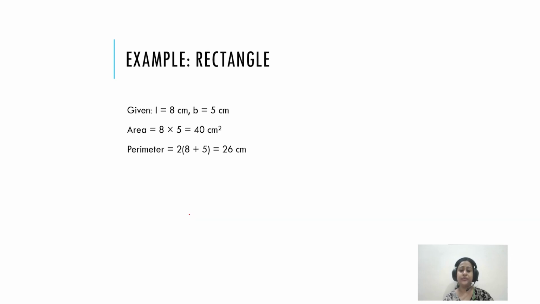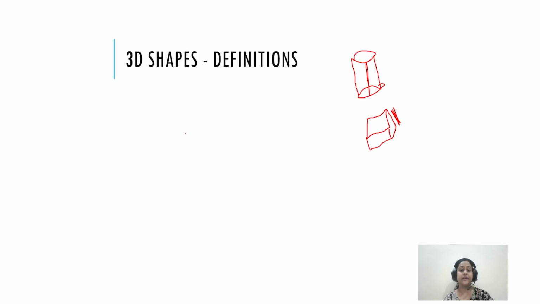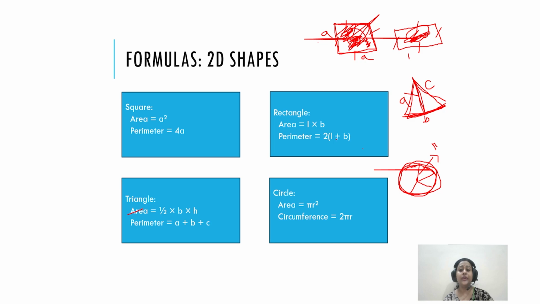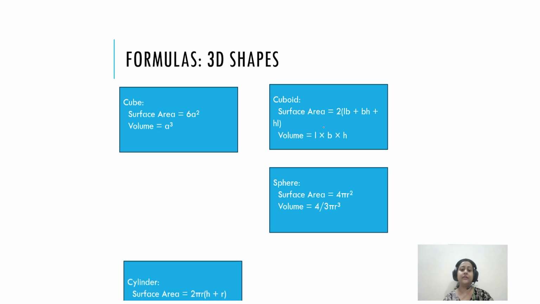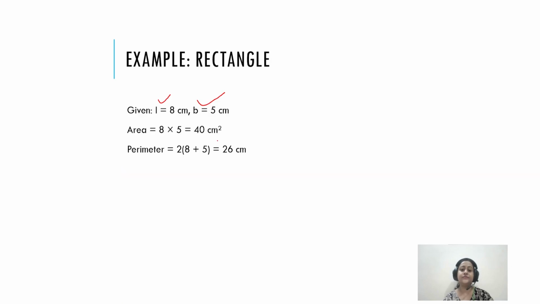Now let us see some examples. Suppose we want to find the area of a rectangle, and the length is given as 8 and breadth is 5. The formula for area of a rectangle is length into breadth, so we simply multiply 8 into 5, which is 40 centimeter square. The measurement unit will be centimeter square.